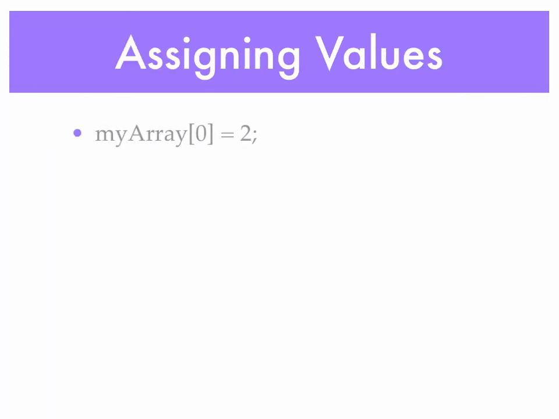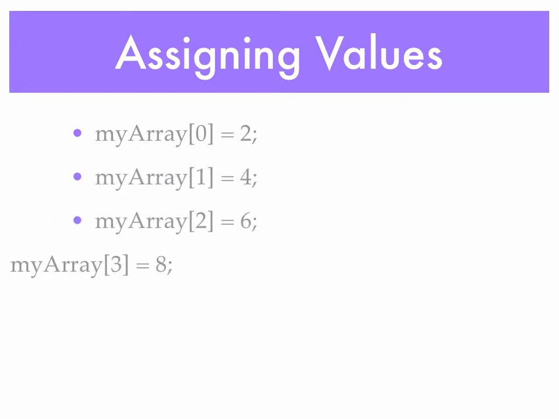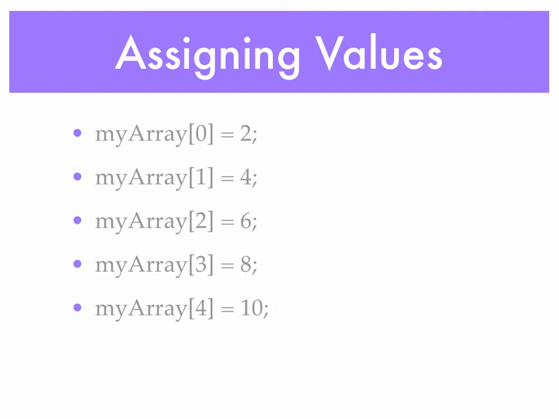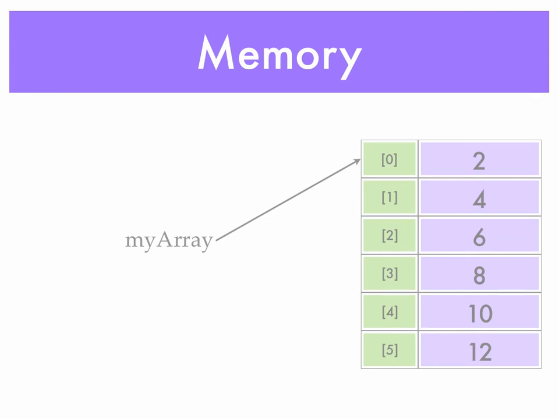Now I can assign values to the spaces in my array. I had previously declared and created my array, and it's of size 6, so here I've assigned values to each one of the spaces of that array, spaces 0 through 5, and I've given the values 2 through 12. And so in memory, I now have those values stored in those spaces.